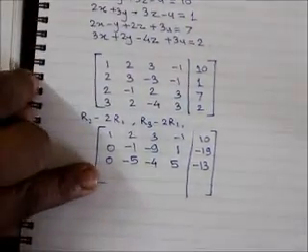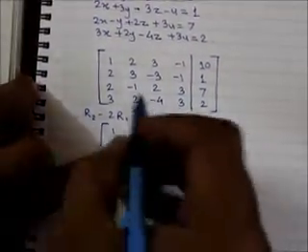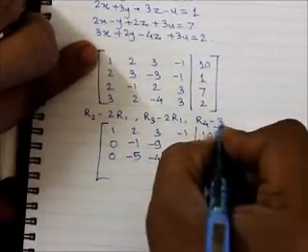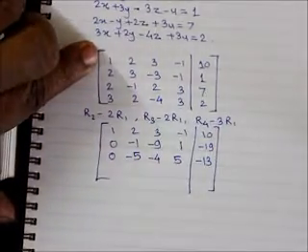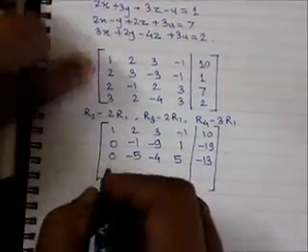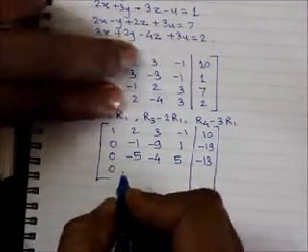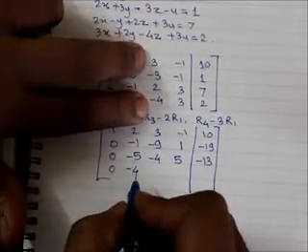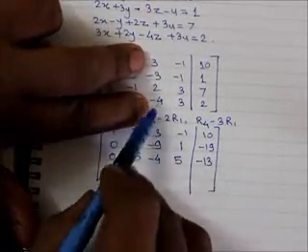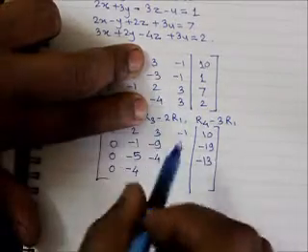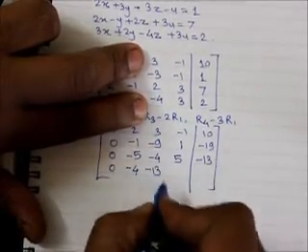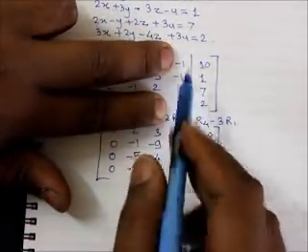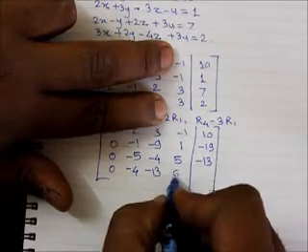I hope that's clear. And finally here you see a 3 and 1, so what I can do is R4 minus 3 into R1. This is going to give you 3 minus 3, that gives you a 0. 2 minus 3 into 2, so 2 minus 6, that gives you a minus 4. Minus 4 minus 3 into 3, so minus 4 minus 9, that gives you a minus 13. And 3 minus minus 3, so 3 plus 3, that gives you a 6 over here.